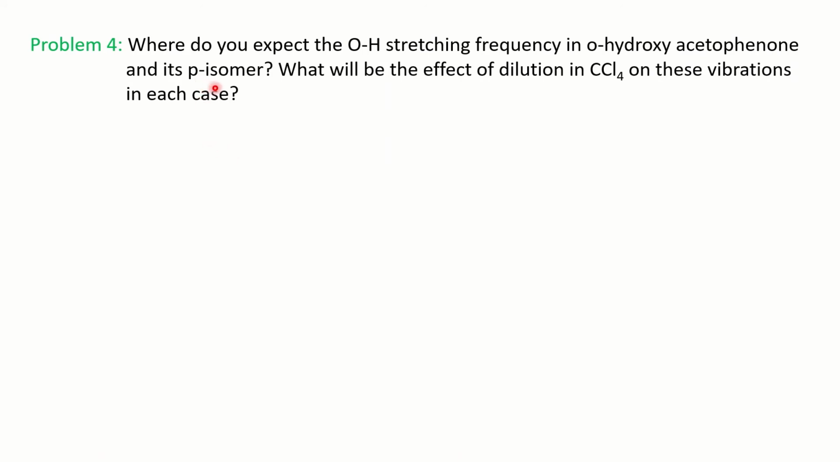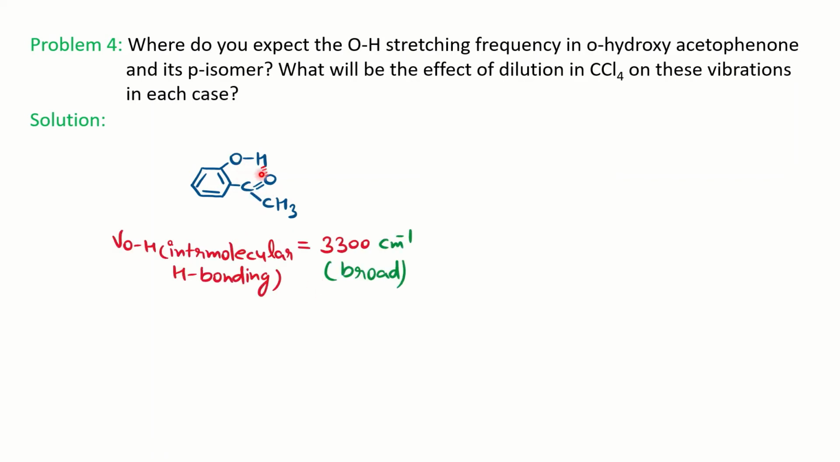In the next problem, they are asking where you expect the OH stretching for orthohydroxyacetophenone and for the para isomer of it, and whether dilution has any effect on these frequencies. That we have to identify. So for that we have to write down the structure of orthohydroxyacetophenone. At the ortho position you have the OH group on the acetophenone, and you can see hydrogen bonding is possible here with respect to the carbonyl group. So first, intramolecular hydrogen bonding is there in the ortho isomer.